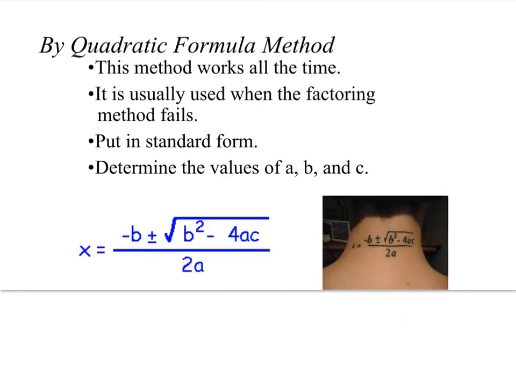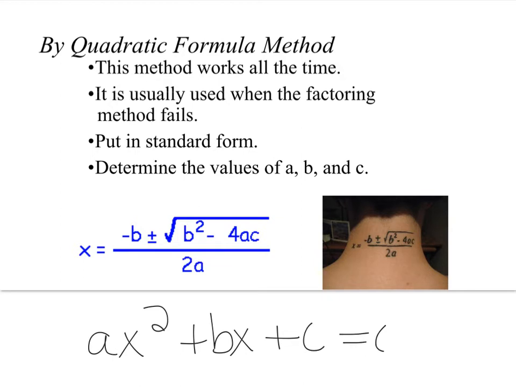The other way to solve a quadratic equation is using the quadratic formula. This method always works, so if you are not real good at factoring or just haven't gotten quite comfortable with it yet, you can always use the quadratic formula and it'll solve any quadratic equation. You have to put the quadratic equation into standard form, and then figure out the values of a, b, and c. This goes back to the standard form being ax squared plus bx plus c equals 0.